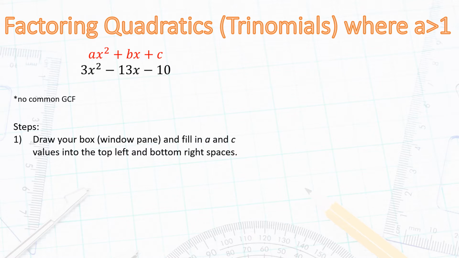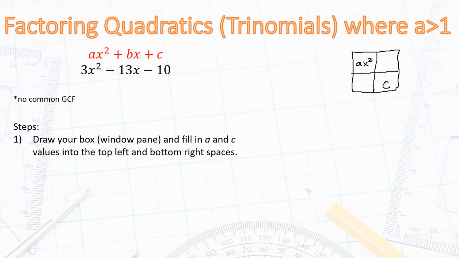So the first step is to draw our box, our window pane. It's also called the window pane method because when you draw it, you're going to do this kind of cross in the center and then put a box around it. It kind of looks like a window pane. And then it says fill in the a and c values. So in the top left, you're going to have your ax squared value. We're actually going to put the x squared in here too. And on the bottom right, we're going to have our c value.